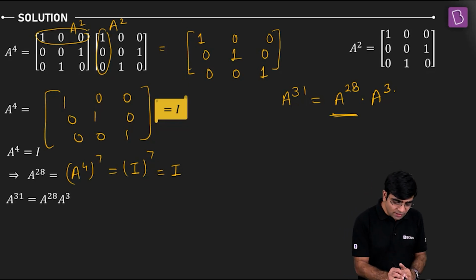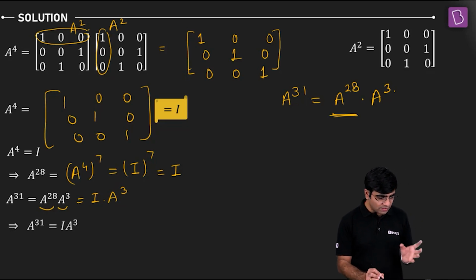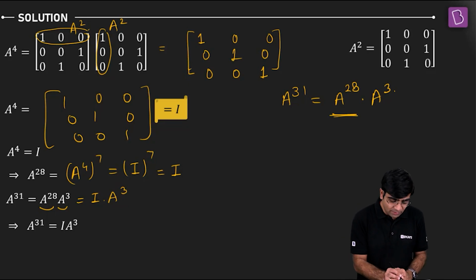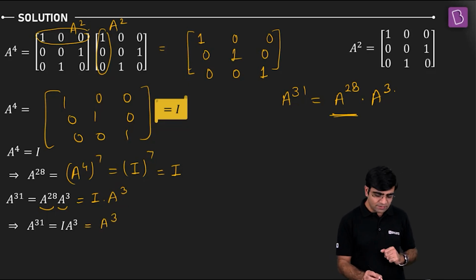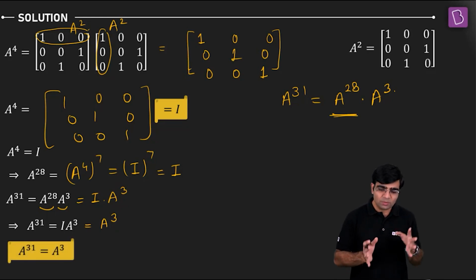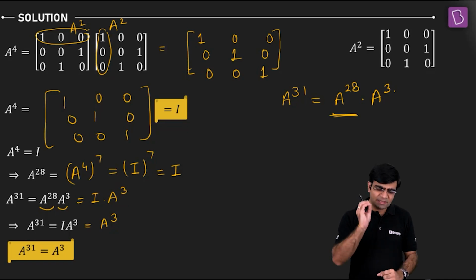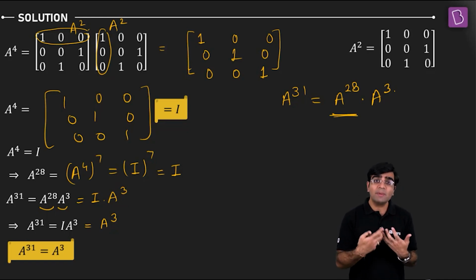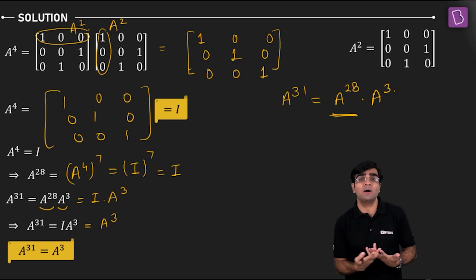Sorted. So A raised to 31, A raised to 28 is I. This is A cube. So this becomes nothing but I into A cube. Okay. So A raised to 31 becomes I into A cube. What is identity into any matrix? It gives you that same matrix only, which eventually becomes equal to A cube. Hence, I would say that A raised to 31 is nothing but equal to A cube. Can you see that question? The calculation is extremely simple. It's just that you have to be logical about how you are going to reach the 31 power.